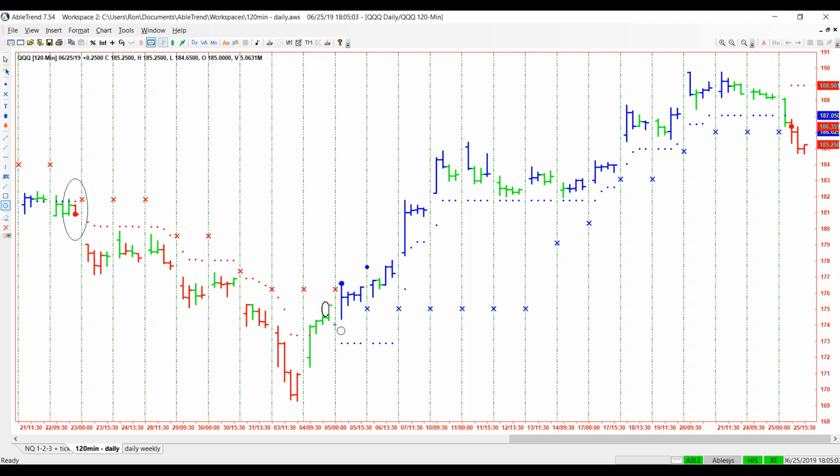We nailed that one nicely. There's where the stop would be at the previous higher red dot above the price. There'd be the first red dot. There's the second one. We were stopped out there. This is the Qs, really good for swing trading, very good for swing trading.